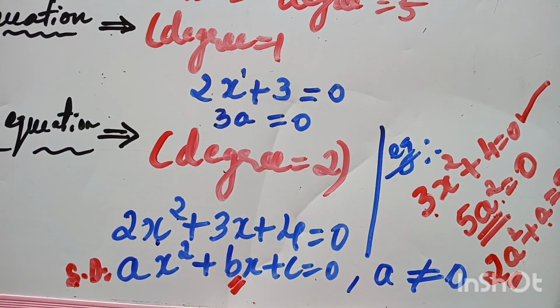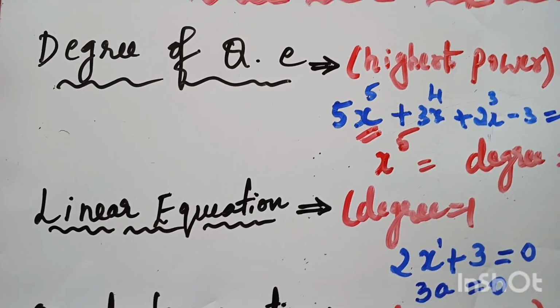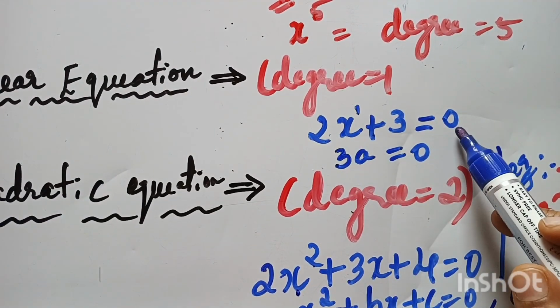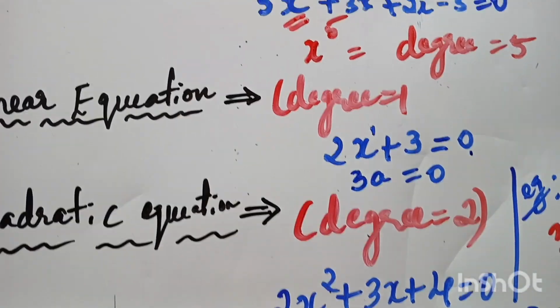If the power is 2, it is a quadratic equation. Just recall it: an equation means there must be a left side and a right side, meaning something equal to 0. For example, 2x plus 3 is the left side and equal to 0 is the right side. The left side must have a number, and the right side must also have one.